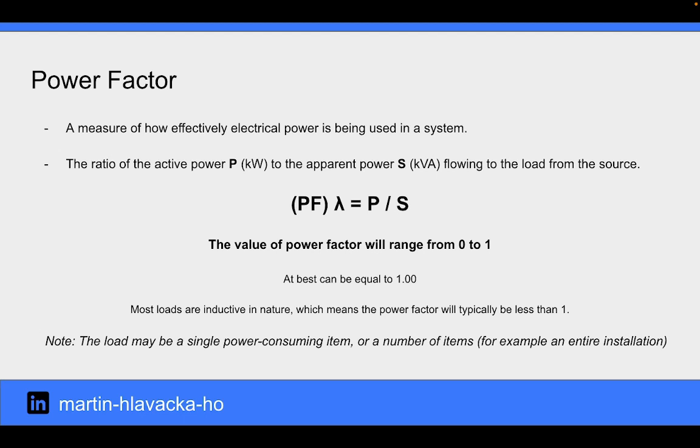Power factor is a measure of how efficiently electrical energy is used in a system. It is the ratio between the active power and the apparent power flowing to the load from the source. The power factor value will range between 0 and 1. In the best case, it can be equal to 1. Most loads are inductive, meaning the power factor will typically be less than 1.